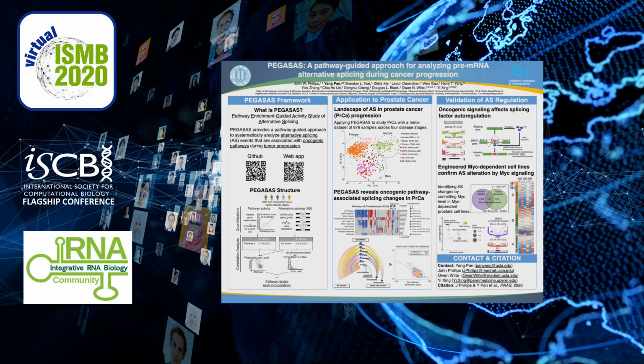At the bottom in the middle column is the PEGASAS result, where we performed PEGASAS against this data set using different oncogenic signatures. As a result, we're able to identify a set of splicing alterations that are associated with important oncogenic signatures like E2F, MYC, mTOR, and so on.